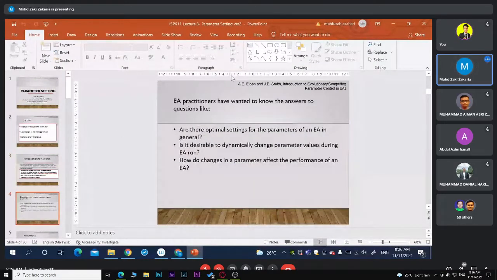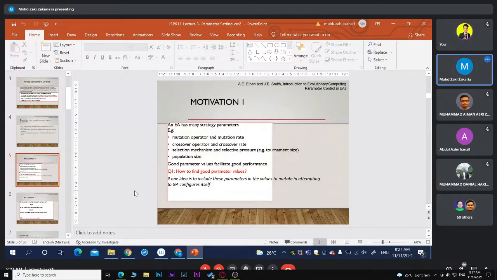Okay, and then an EA practitioner wants to know the answer to questions like, are there optimal settings for parameters of EA in general? Is it desirable to dynamically change parameter values during an EA run? And then how does a change in parameter affect the performance of optimization or EA?